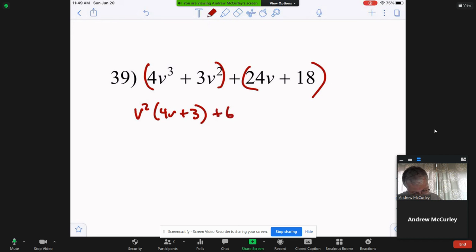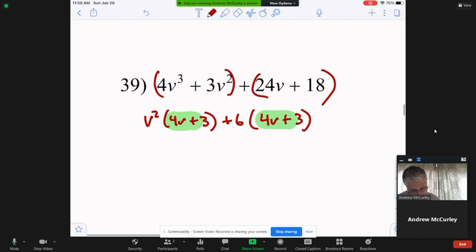So plus 6. So that's going to be 4v plus 3. Not surprisingly, those two things matched. So that's going to be my first term of what's factored out, 4v plus 3. And then I call the rest the leftovers, v squared plus 6.